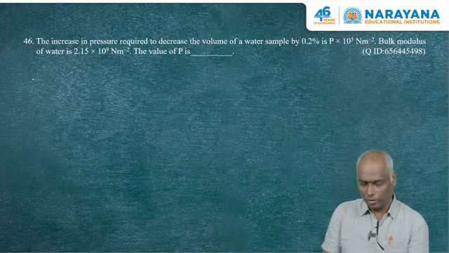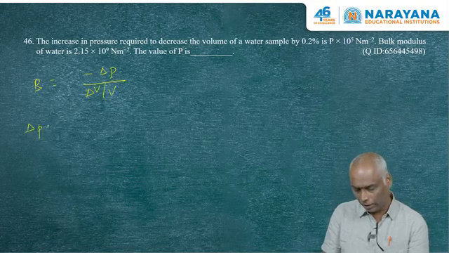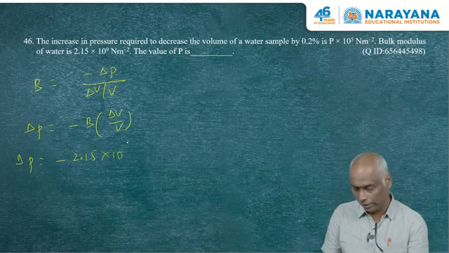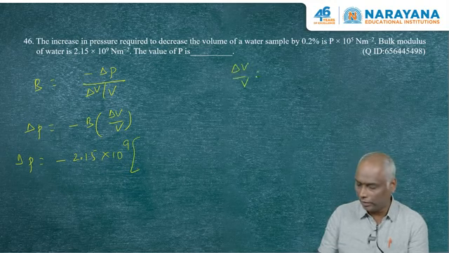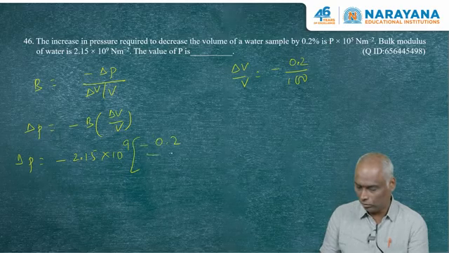The equation relating bulk modulus, change in pressure, and fractional change in volume is: bulk modulus B is equal to minus of delta P divided by delta V by V. Therefore, delta P should become equal to minus of B into delta V by V. So delta P is equal to minus of the bulk modulus, given in the question as 2.15 into 10 to the power of 9, times delta V by V. Because there is a decrease in volume, delta V by V is equal to minus 0.2%, meaning minus 0.2 divided by 100.